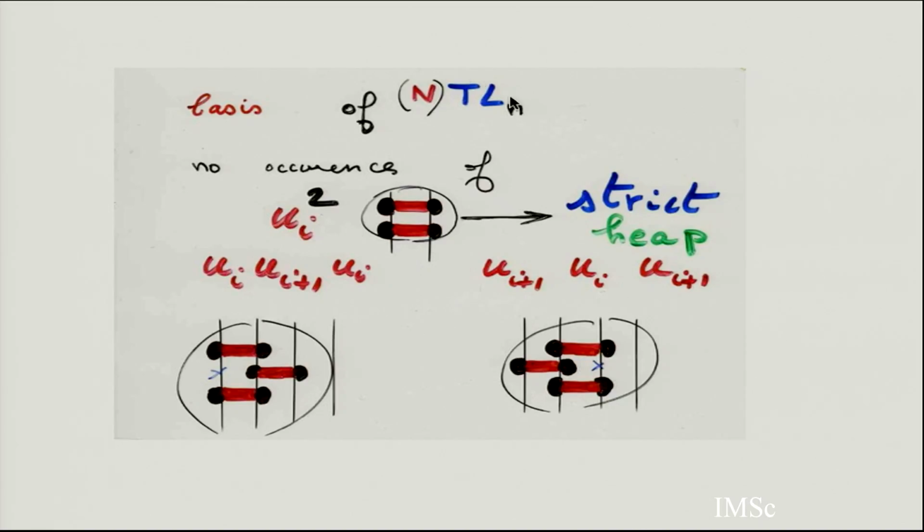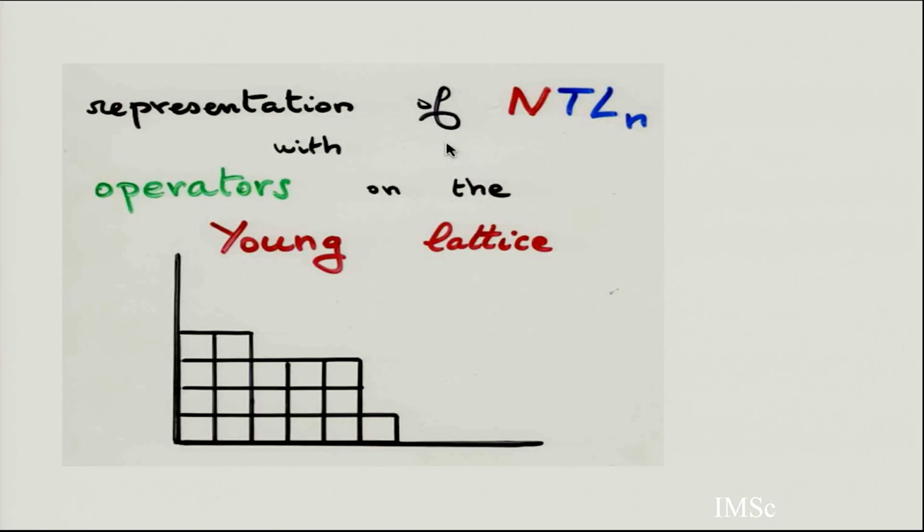and same condition. You see, I put nTLn, nil Temperley-Lieb, same condition on the heaps, so this is forbidden. So what is the interest to do this? Sometimes it's involved in some papers, but the interest maybe is to have a representation of the nil Temperley-Lieb algebra by operators acting on the Young lattice.